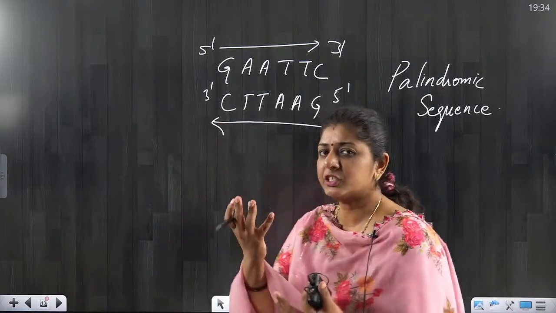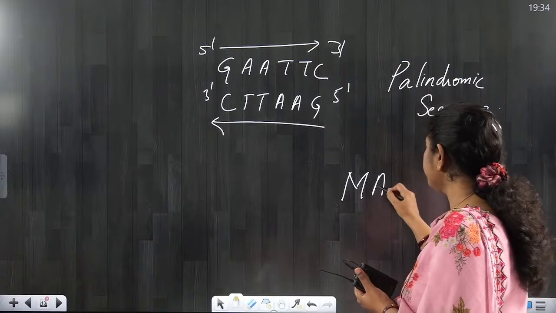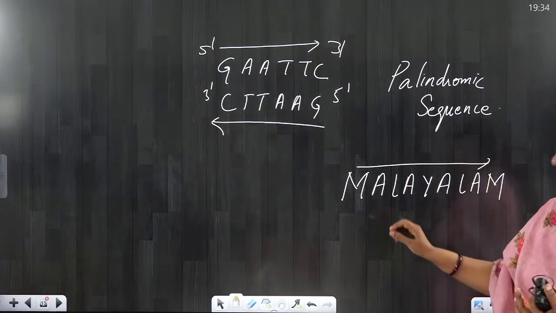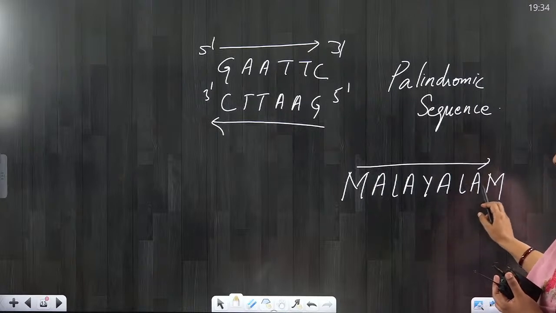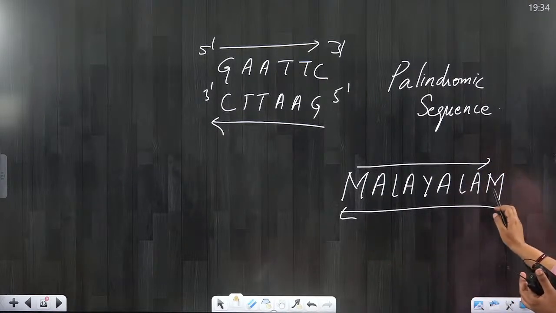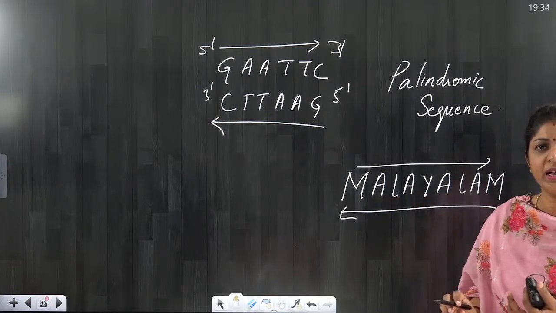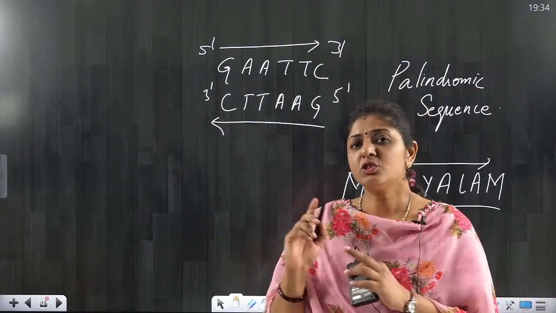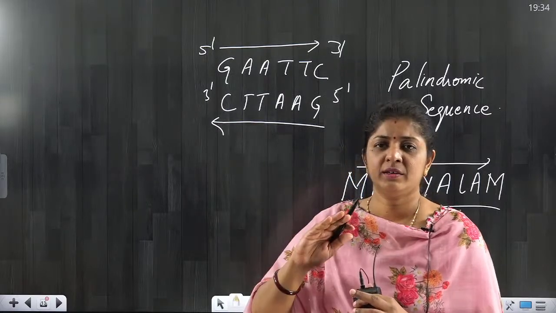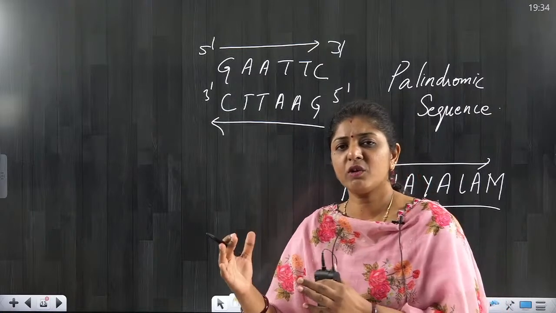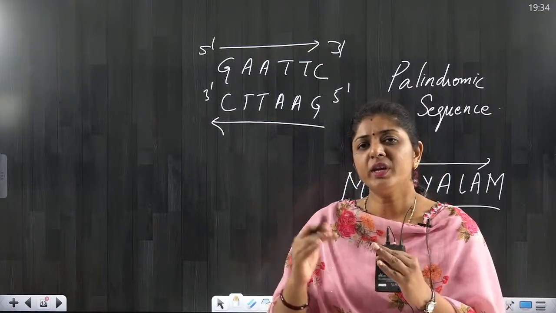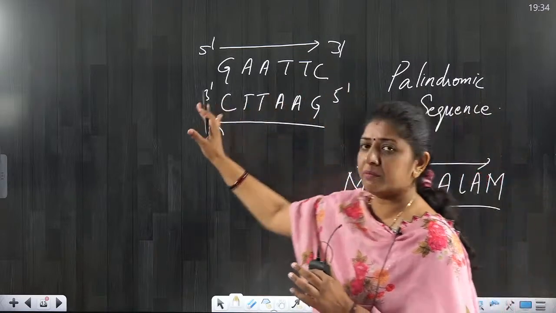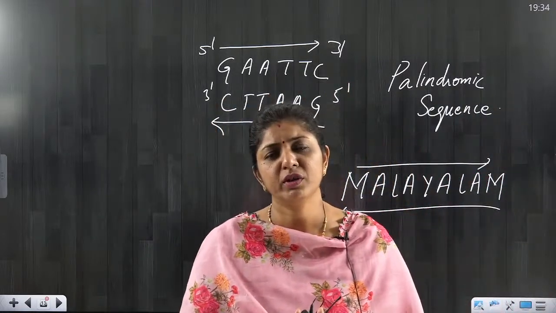If you see some English word or a language name like Malayalam, when you read it like this, the letters will be MALAYALAM. If you read it like this, again it is MALAYALAM. There is no change in the reading of the letters in the same word, but this is not happening in DNA. You have to read both the strands. Although the sense comes the same from front to back or back to front, the polarity on the two DNA strands must be the same. If you are reading this from 5 prime to 3 prime, the opposite strand must also be read from 5 prime to 3 prime, then you will get the same sequence of nucleotides.